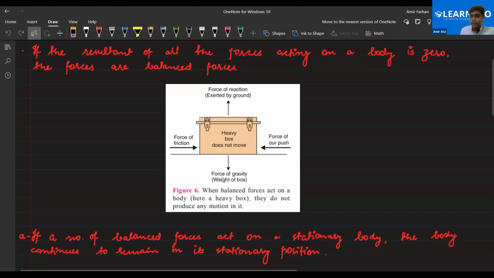Yes, sir. And as I've told you, there would be action and reaction both. We did this in Newton's third law: if the box is exerting some force, the ground will also exert some force on the box. That force is called the force of reaction. Force of reaction is the force exerted by the ground on the box. Clear, everyone?